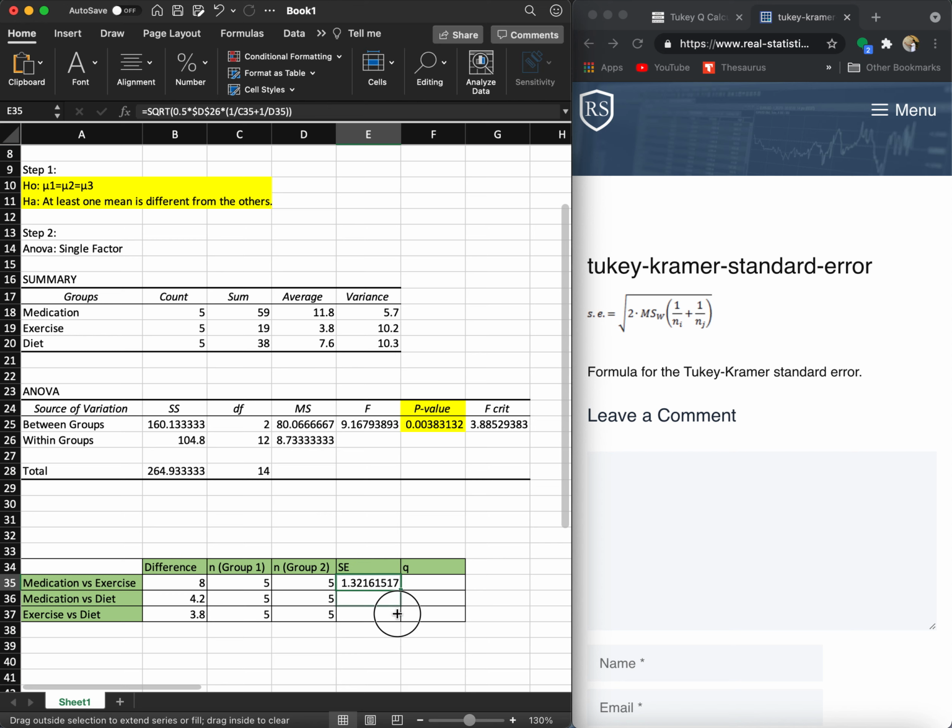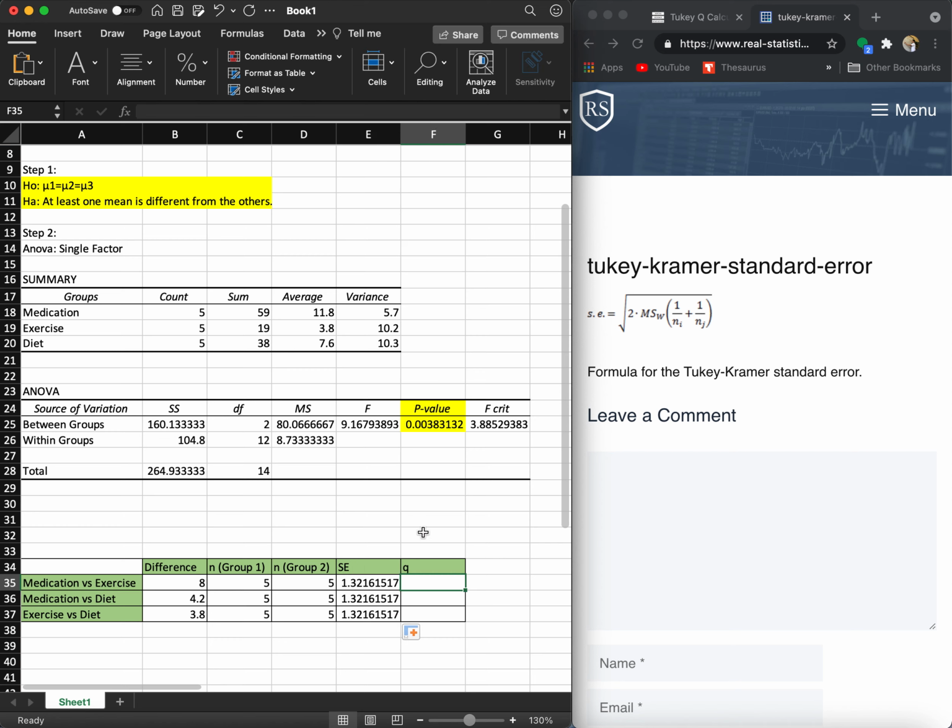Then I want to copy this all the way down, and it will give me the different SEs, though they're all the same because your n are the same. If ever your n is not the same, the values for the SE will not be the same. Take note of that. It just so happened that our n are all the same.